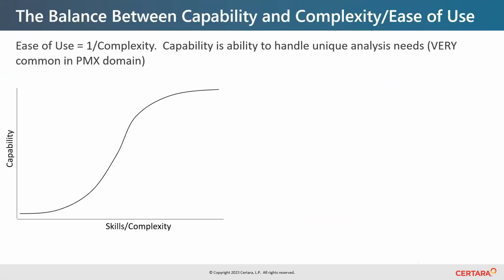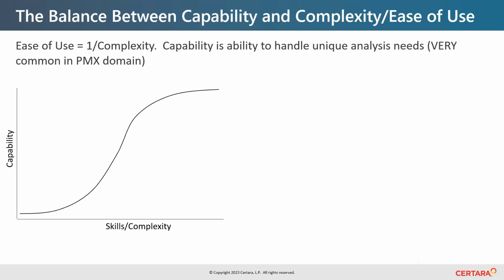The final thing I wanted to do is touch on this balance between capability and complexity or ease of use that we consider as we pursue further software development. If you think of ease of use, it's the reciprocal of complexity. And think of capability as the ability to handle unique analysis needs. Now, this is very common in the PMX domain, and I believe it's the reason why, if you look 40 years back, this domain has always been characterized by the use of multiple tool sets.